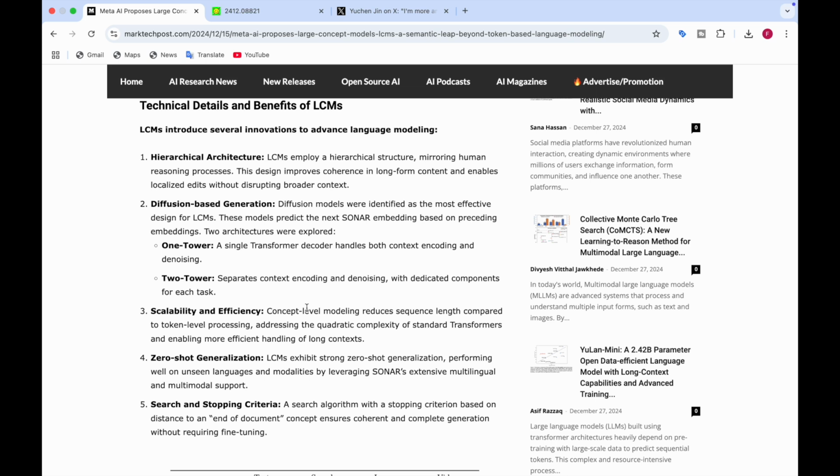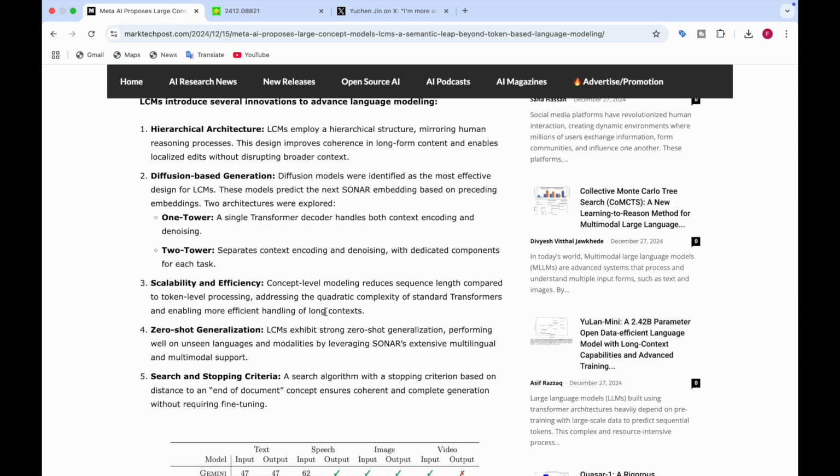To wrap it all up, Meta AI's large concept models are a game changer. With their high-level semantic representations and the flexibility to work across different languages and modalities, meaning text or speech, so they can take the input as speech or text, they're definitely the future of AI-powered communication. And the best part, these models can handle longer contexts, zero-shot tasks, and even cross-language communication without breaking a sweat.